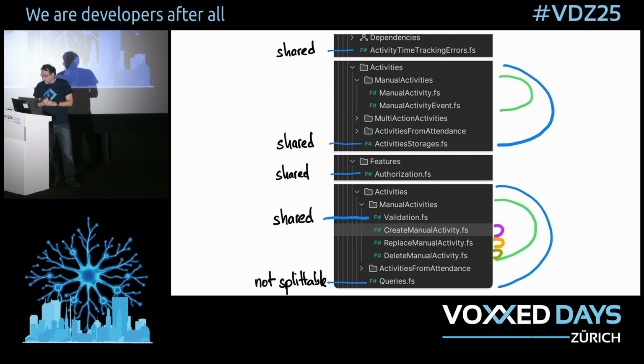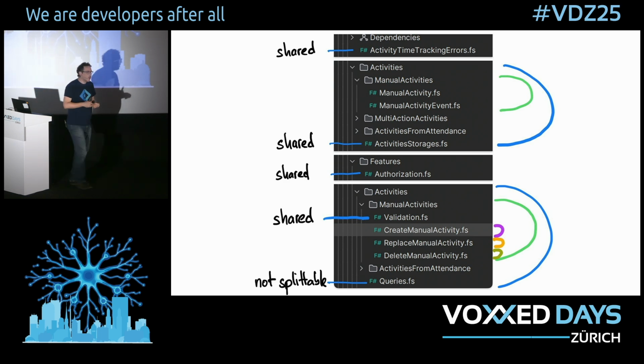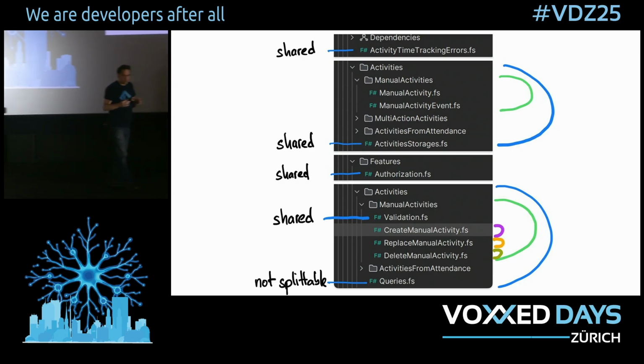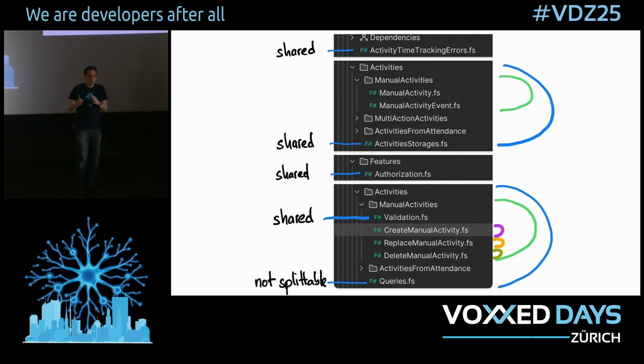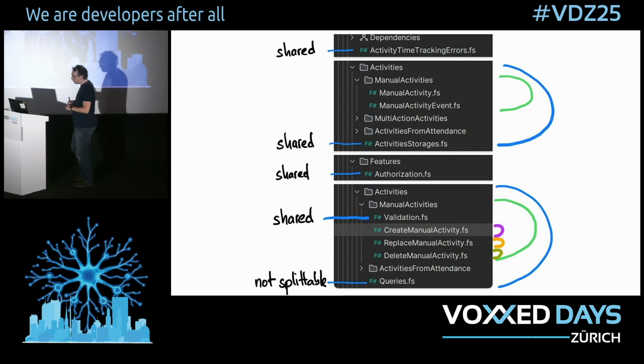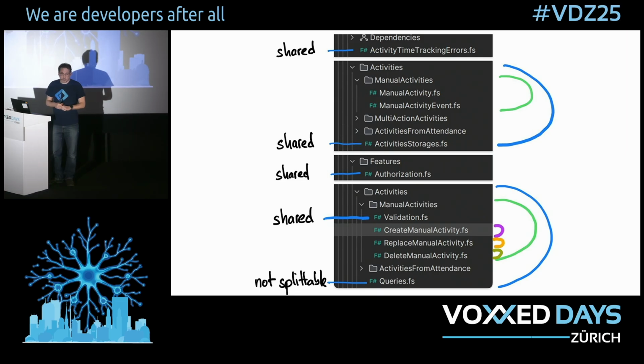And you have the activity storages, because for performance reasons, we have to read all different kinds of activities at once, not separately. We can read that all with one query. So we can't split that code up. That's why it is shared. And further down, typically there is a lot of validation logic that we can share. And again, the queries, because the queries use the storage, they can't be split up and are shared.